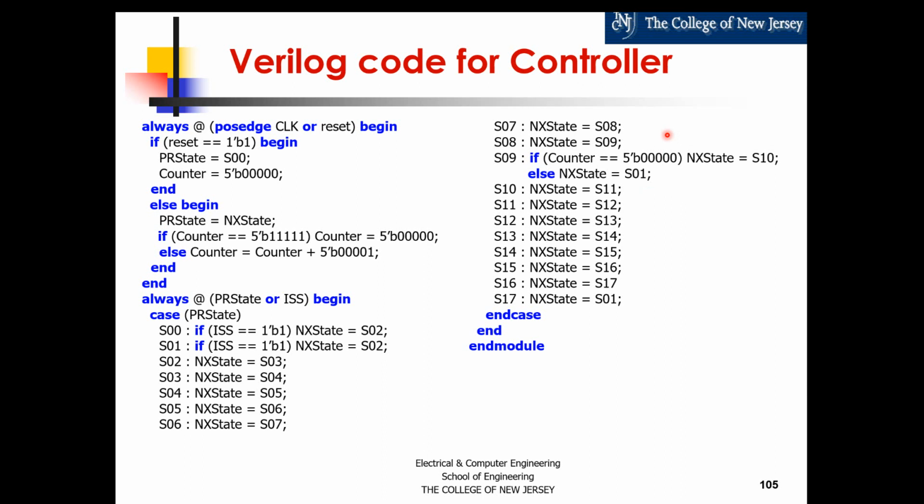But if the counter rolled over, meaning that I'm at my 32nd output of the first part, then I do this part. Go to a state 10, and from state 10 to 11, from 11 to 12, and so on, until I get to state 17, and in state 17 I go back to state 1. This is the next state logic. Very easy to visualize if you went through that specification exercise.